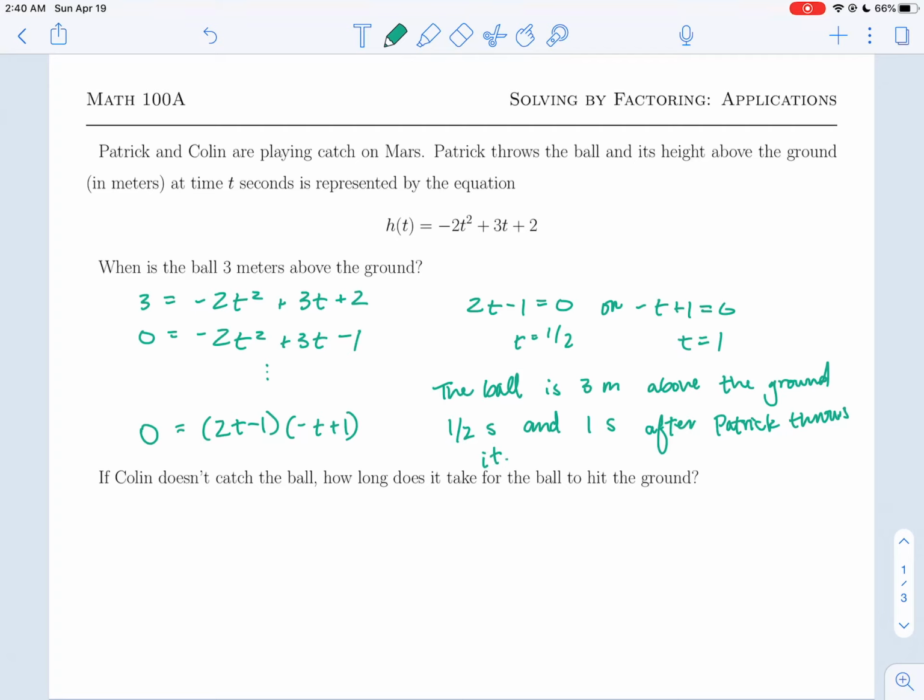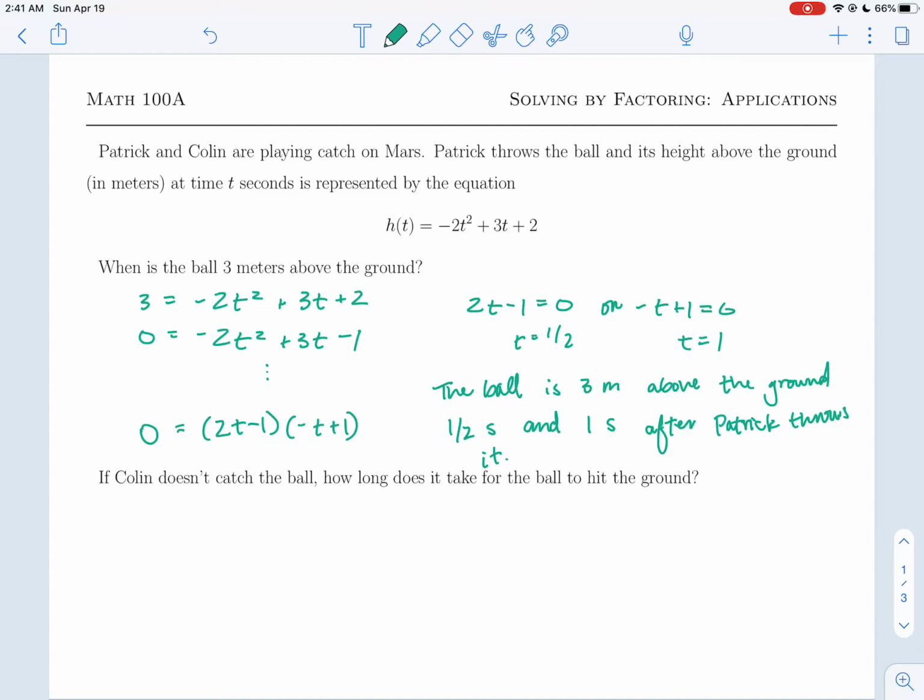So you notice that there's actually 2 answers to this problem, right? Think about throwing a ball up in the air. It kind of goes up for a while and then comes back down. So it makes sense that it could come up, hit 3 meters, maybe go a little higher, and then come back down, hit 3 meters above the ground again.